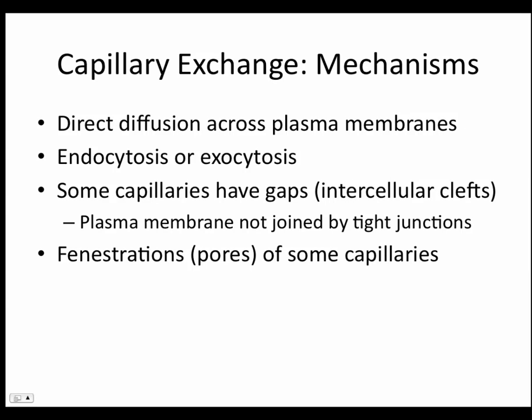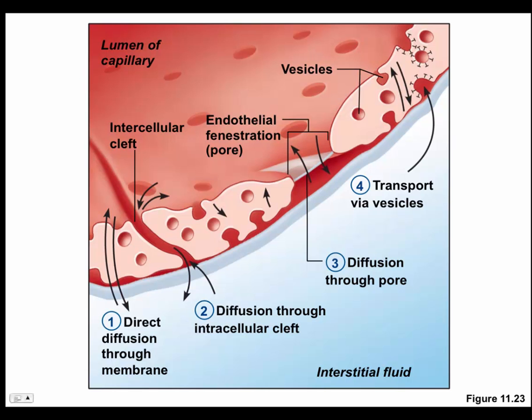And so we have different mechanisms of exchanging nutrients and waste products between your tissues and cells in your capillary bed. We have direct diffusion across your plasma membrane. We have endocytosis or exocytosis. This is typically done with larger proteins. Proteins in itself cannot easily cross through our membrane. We have gaps, which are called intercellular clefts. And we have pores, which we call fenestrations in some capillaries.